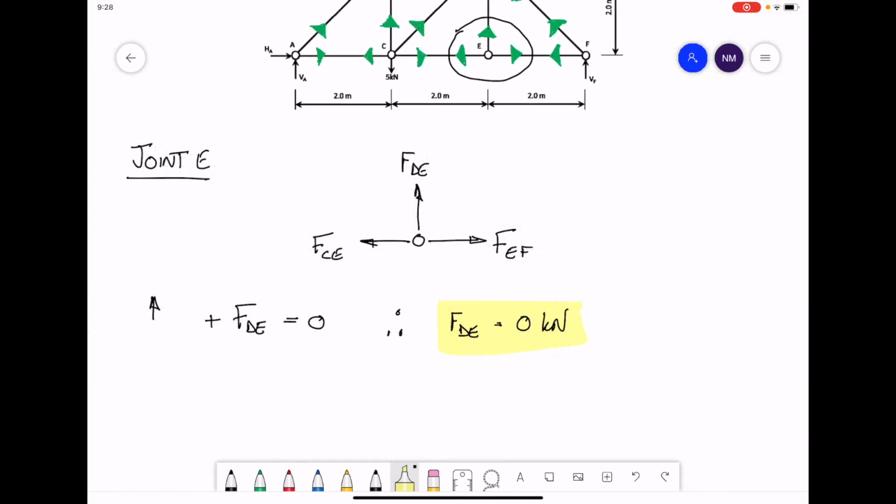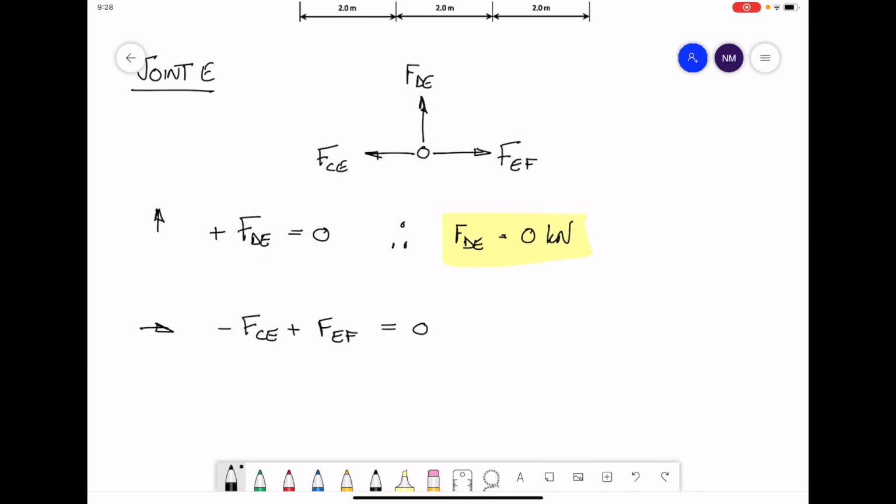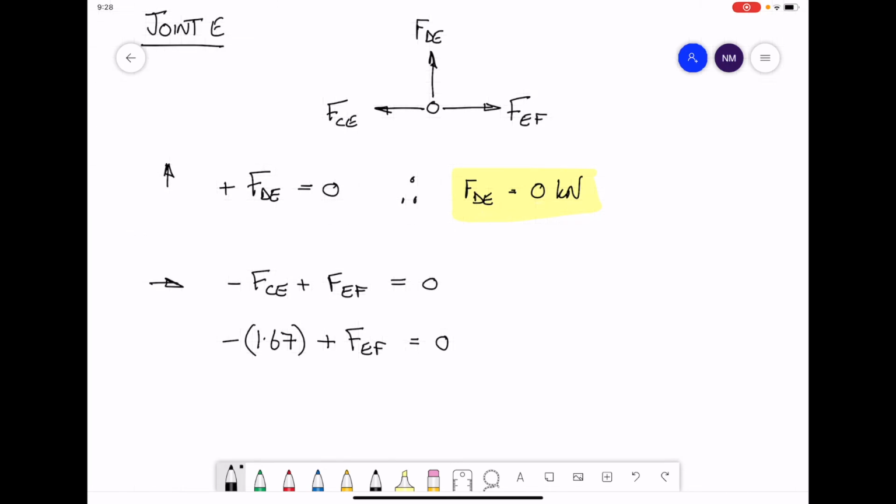Then resolving the forces horizontally, we have minus force CE plus force EF, and for equilibrium these two must add up to give you 0. Force CE we know previously is a value of 1.67 kilonewtons, so substituting in that value and rearranging the equation, we get force EF, bringing the value to our side makes it positive, so it is also 1.67 kilonewtons.